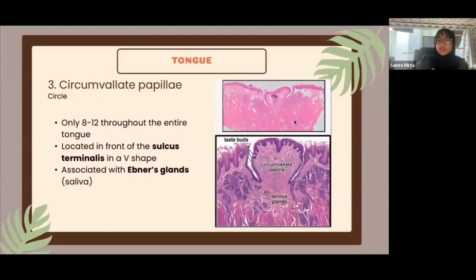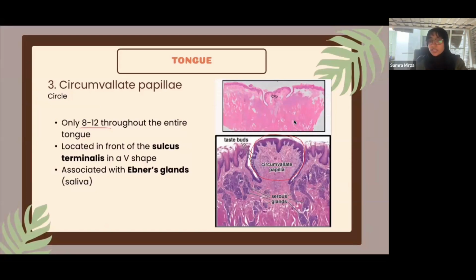After this, we have circumvallate papillae. This is fairly easy as well. Circumference, circle, you get the gist. Here we have a circle, and this does look kind of similar to the last one, but if you want to differentiate this from the one before, there are only 8 to 12 of these throughout the entire tongue.